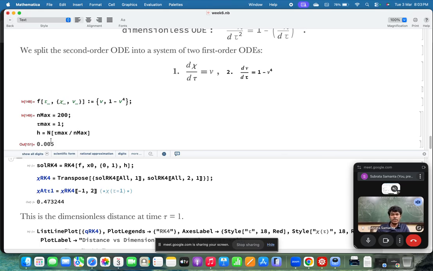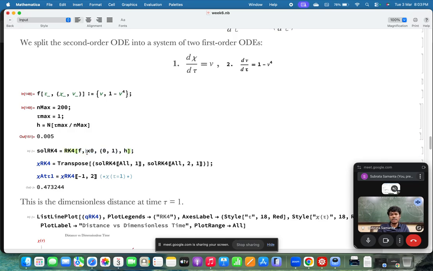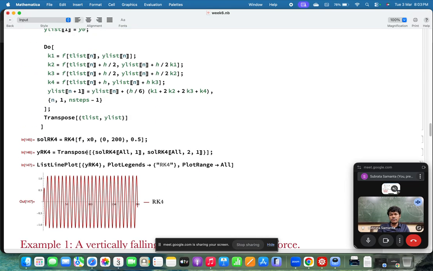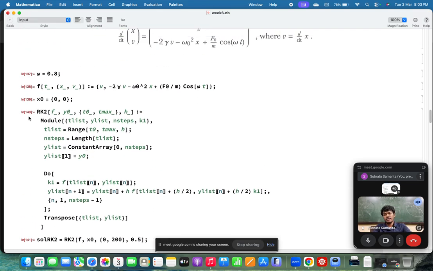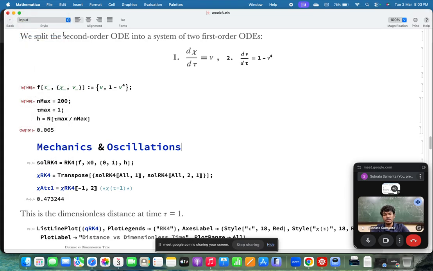So you first calculate h, and then we solve these equations using RK4. We defined RK4 previously, so you just call it, with the function f, and x naught, which I already defined here. These are my initial conditions. If you change the initial conditions, you can define them as you like, but I choose the initial conditions the same.